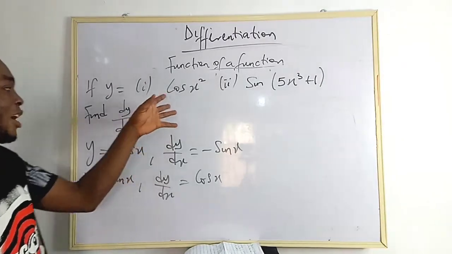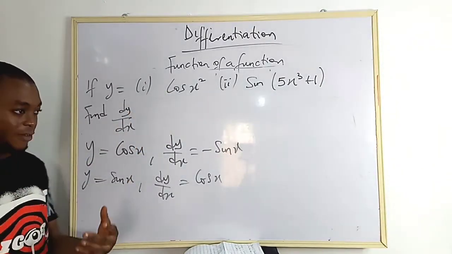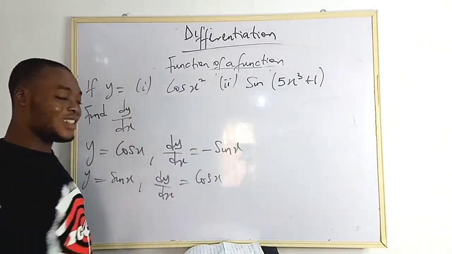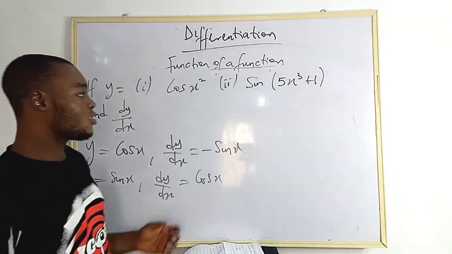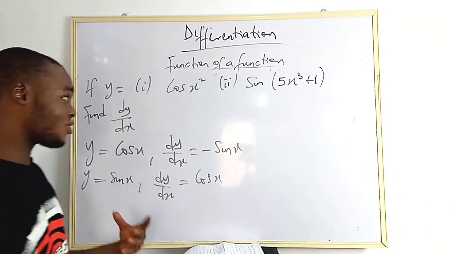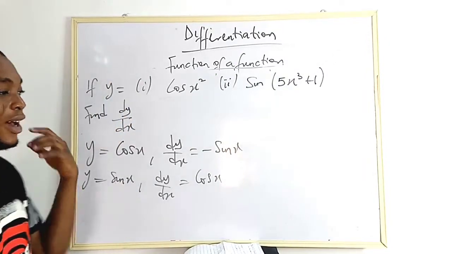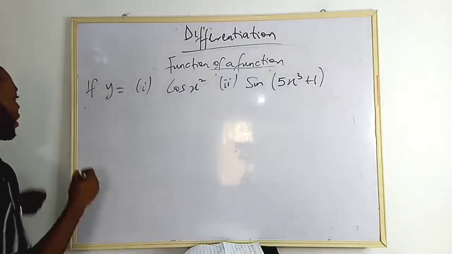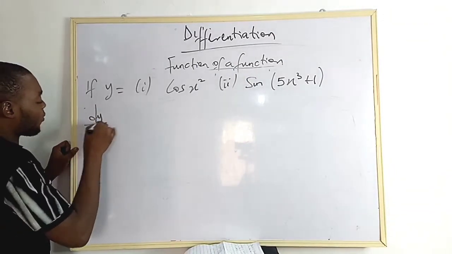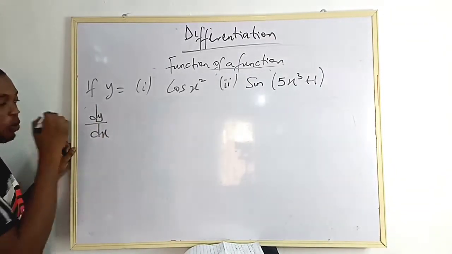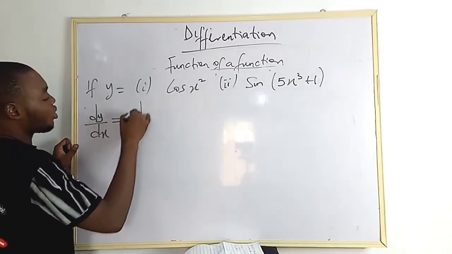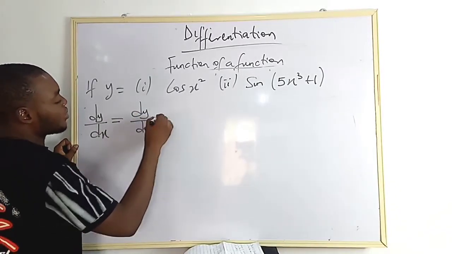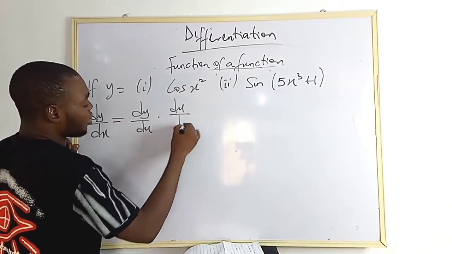But in this case, we have a function of another function. It's not just ordinary cos x, it's cos x squared. It's not just ordinary sin x, it's sin of 5x raised to the power 3 plus 1. So how do you differentiate this? You use the function of a function rule. Remember the rule: dy/dx equals dy/du times du/dx.